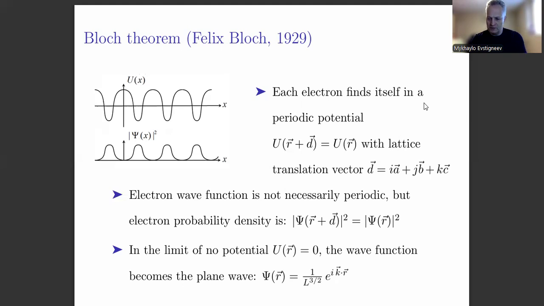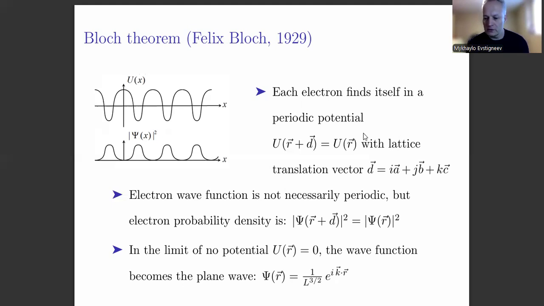So each electron finds itself in this effective potential which has the periodicity of the crystal lattice. That means that if you replace the argument, the position R, of that potential by any lattice translation vector, the potential will repeat itself. You will recover the original value of the potential. And let's say we are trying to solve the time-independent Schrödinger equation for an electron in this periodic potential.